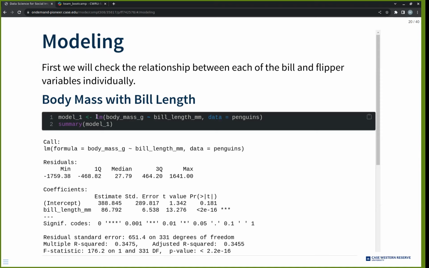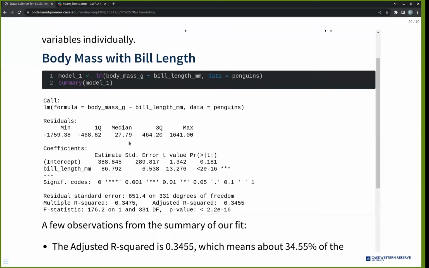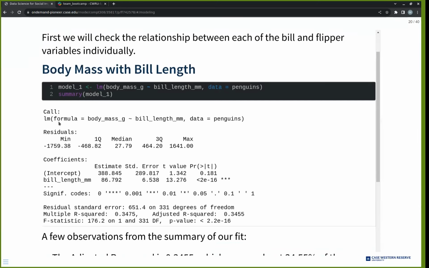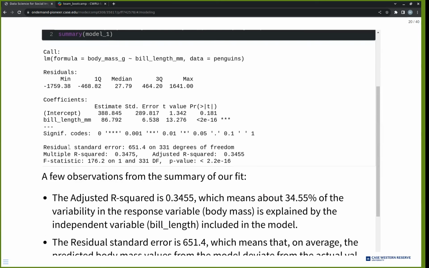This is the lm function in R that helps us in prediction. This is the response that you want to predict. This is the syntax for what you want the predictors to be, and then these are the predictors. In this case, we are only using bill length. And then you give the data as penguins. Then this summary of model one function will print out this entire thing. It will show you the call, the formula that you used, the residuals, the coefficients, the significance codes, the residual standard error, multiple R squared, and so on.